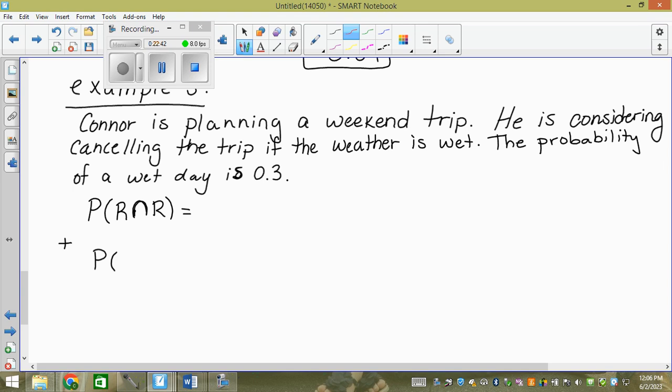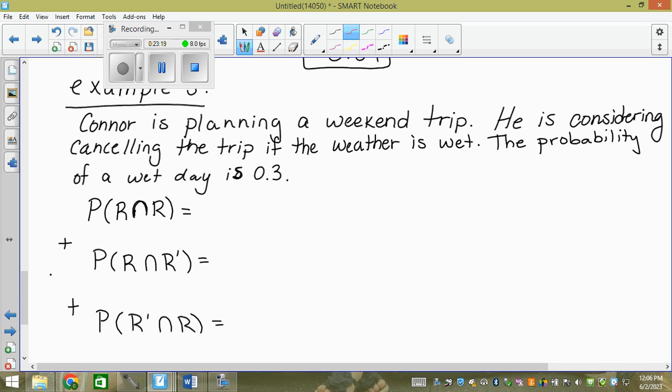Probability of raining on the first day and no rain on the second day. Still wouldn't go because he doesn't want to go if there's any rain. I have another option still. What would it be? No, if there's no rain, he would go. What's the other option? Not raining the first day and raining the second. Because those are different, right? The second and the third are different.